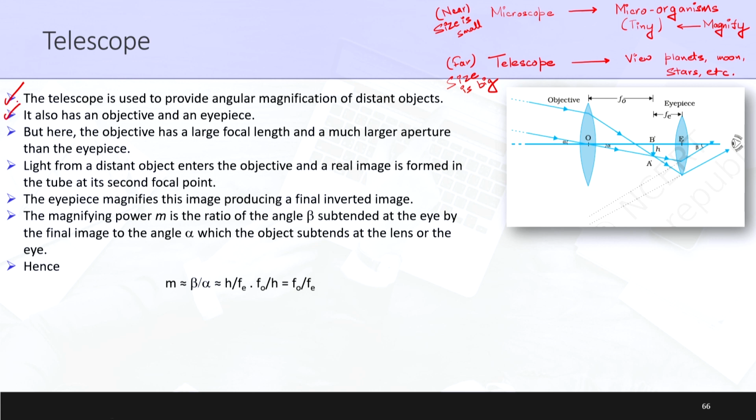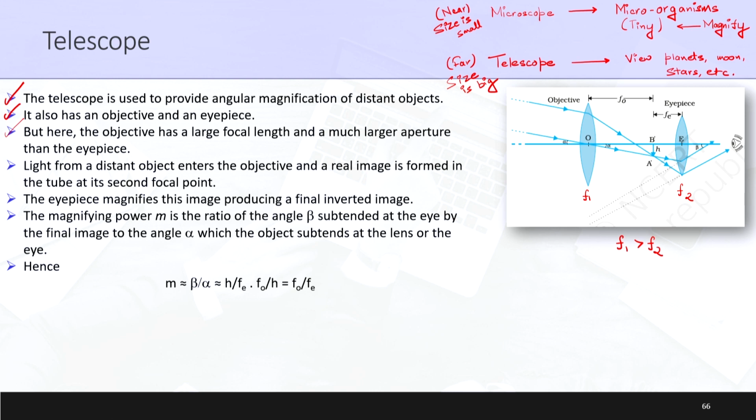Next, the objective has a large focal length and a much larger aperture than the eyepiece. As you can see, the focal length is greater for the objective. If I write the focal lengths as f1 and f2, then the larger focal length is of the objective, that means f1 is greater than f2, and the aperture is also higher for the objective than the eyepiece. Light from a distant object enters the objective. As you can see, the light enters from a very far off position. This light is basically the light from the planets, stars, etc.